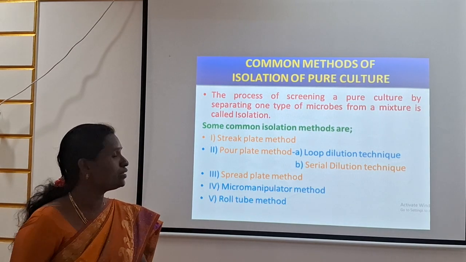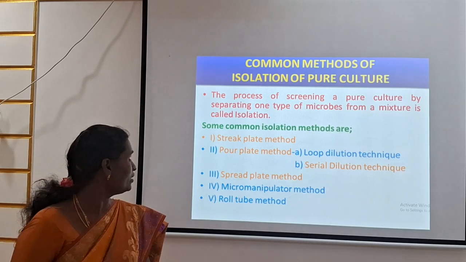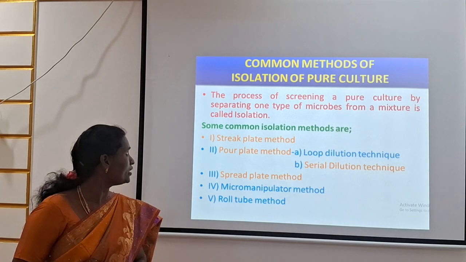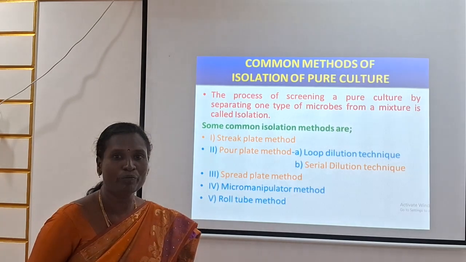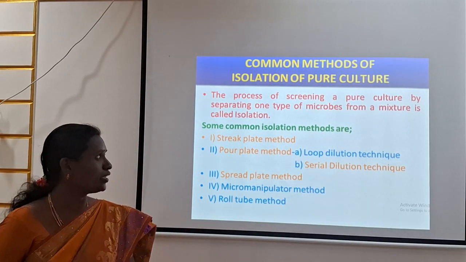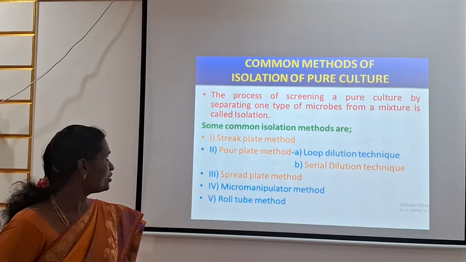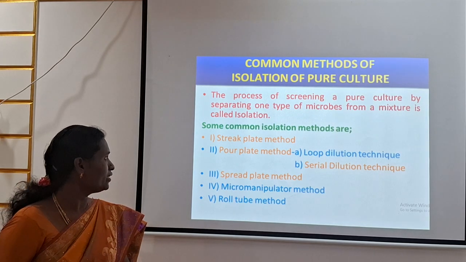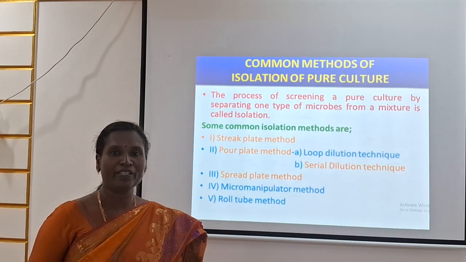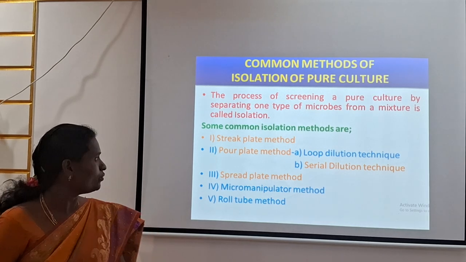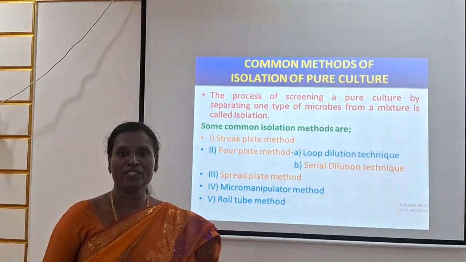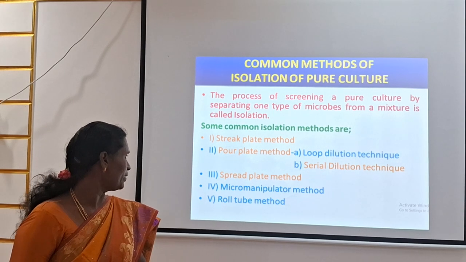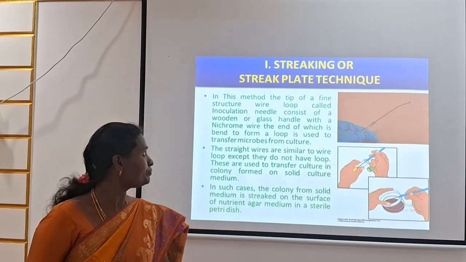There are common methods used for the isolation of pure culture. The process of screening a pure culture by separating one type of microbe from a mixture is called isolation. The first method is the streak plate technique and pour plate technique. In the pour plate technique there are two methods: loop dilution technique and serial dilution technique. Then spread plate technique, micro manipulator method, and roll tube method.